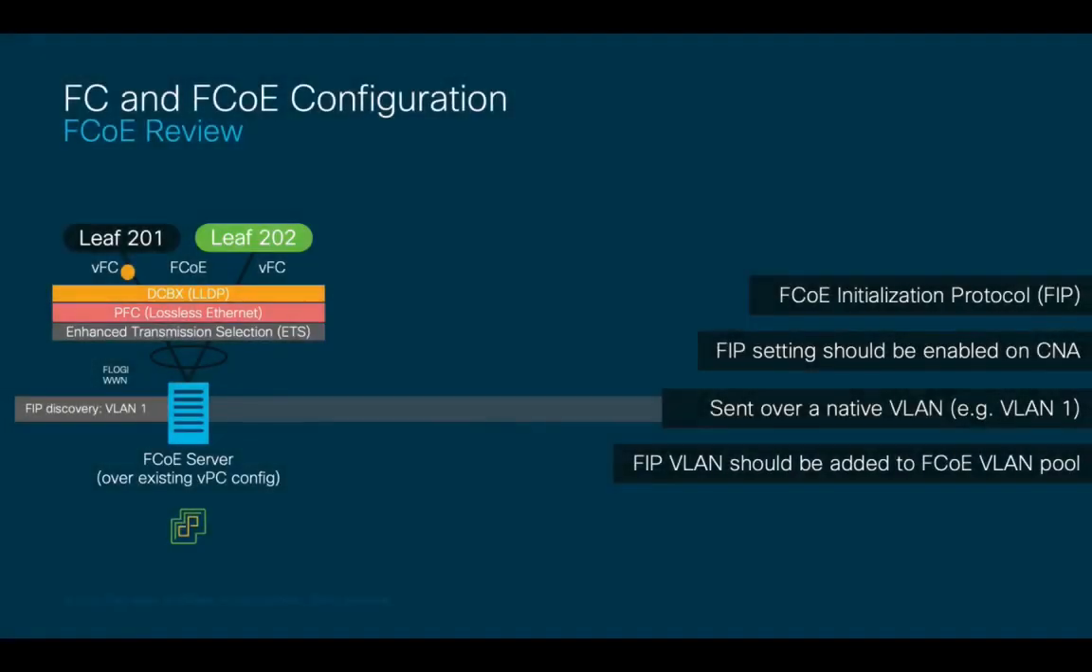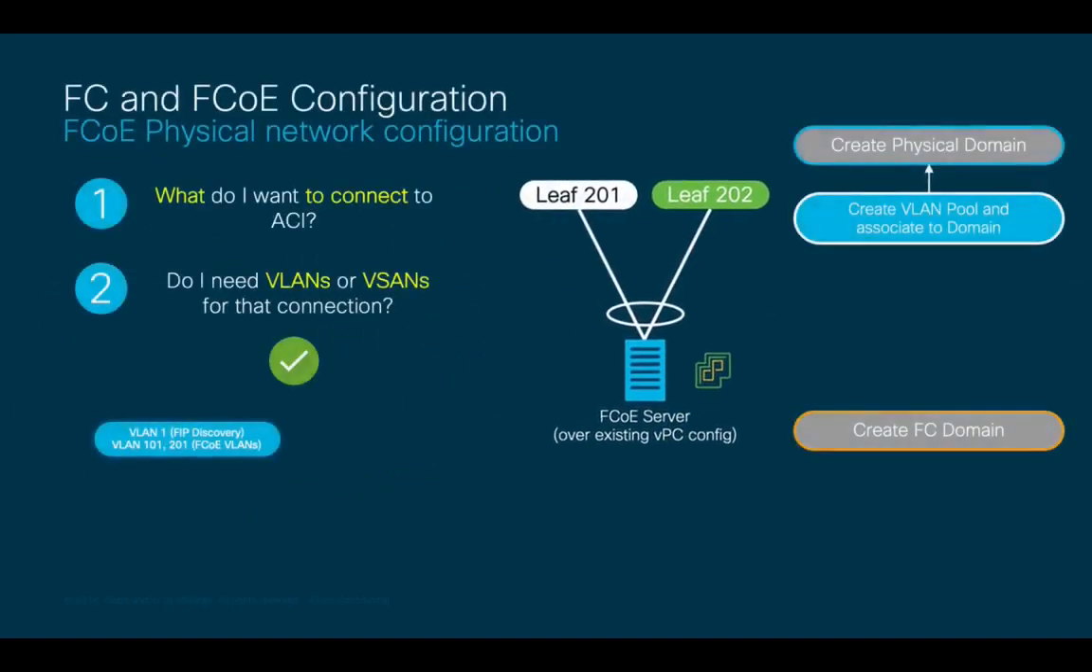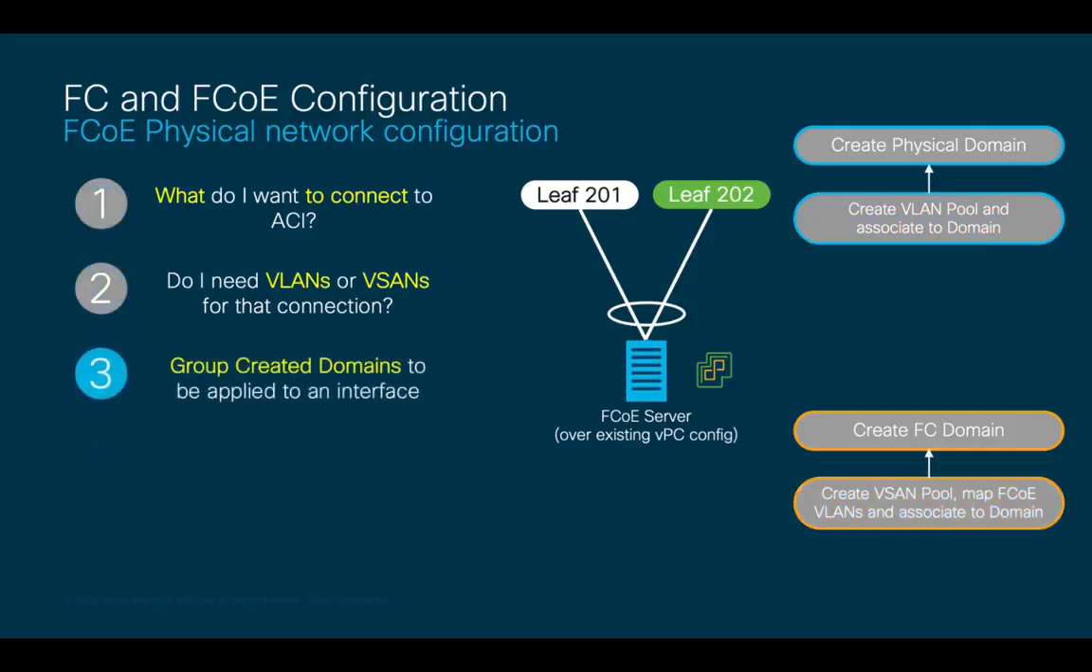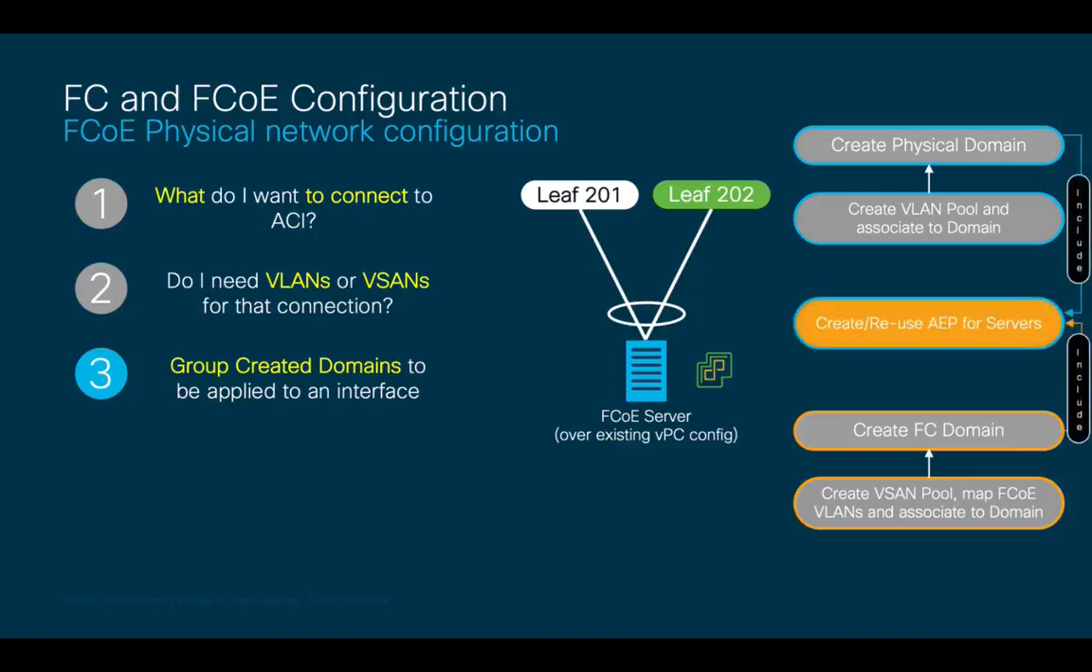Now that we remember how FCoE works, and that we have checked the settings on our UCS server running VMware ESX, we can move on to the vSAN pool part. In our case, I already have vSANs 101 and 201 defined in a vSAN pool, as you may remember, which is associated to my Fibre Channel domain from the Fibre Channel configuration. So, I will only need to map the corresponding FCoE VLANs to it, and then, on step 3, I will add both the Fibre Channel and physical domains to our existing AEP, which is called servers. Make sense? Great.